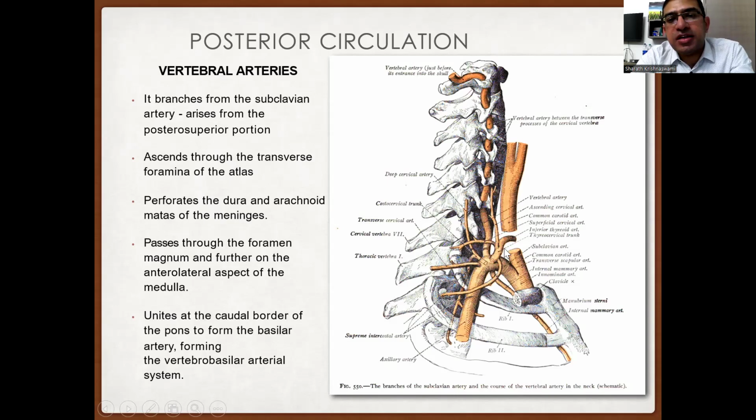This artery ascends to the transverse foramina of the atlas, and it perforates the dura mater and the arachnoid mater of the meninges. And then it passes through the foramen magnum, and straightaway it moves on to the anterolateral aspect of the medulla. It unites at the caudal border of the pons to form the basilar artery, and it forms the vertebrobasilar arterial system.